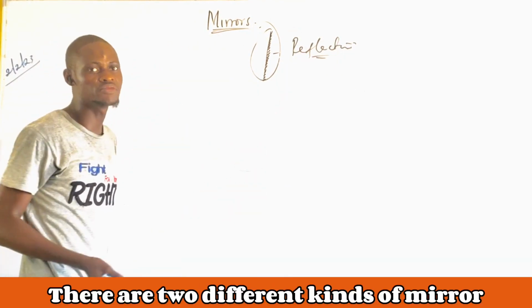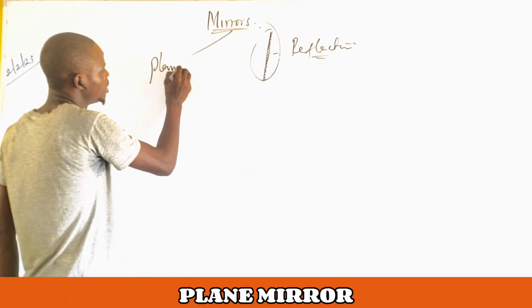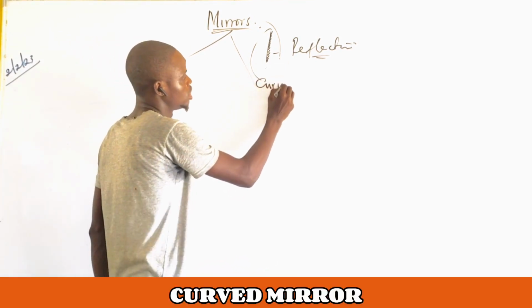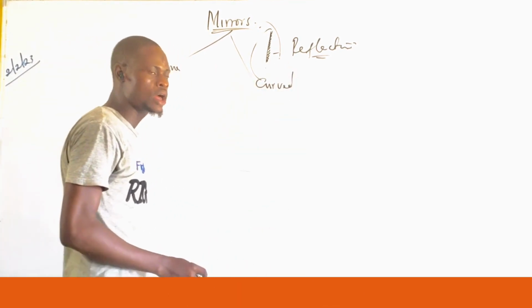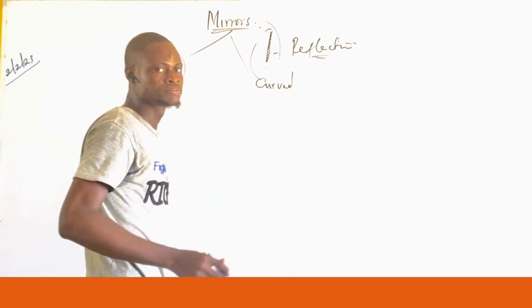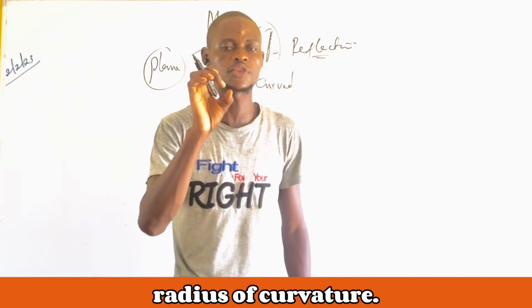There are two different kinds of mirror that we have. We can have what we call a plane mirror, and we can have curved mirrors. Altogether, we have plane mirrors and curved mirrors. A plane mirror is a mirror that has an infinite radius of curvature.